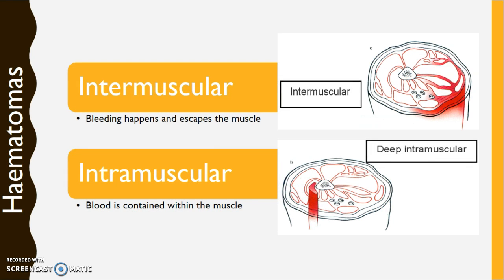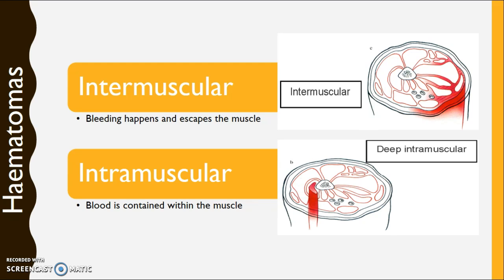So next we have two different types of hematomas. A hematoma is where there is solid swelling of clotted blood within the tissue caused by blood collecting outside of the blood vessel.